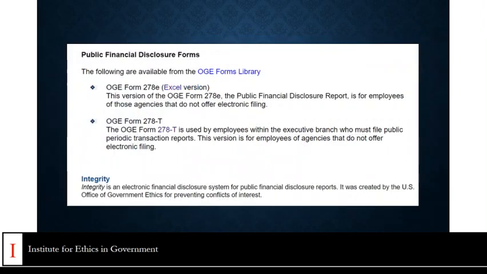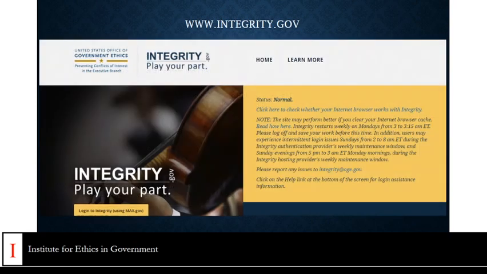The public financial disclosure forms that employees are required to file are located here in our OGE Forms library. Now these are hard copy, if you will, versions of the forms, and this is for those folks who aren't using Integrity, which is the electronic filing system that OGE created. If you are using Integrity and are electronically filing and reviewing, then integrity.gov is the place where you should go to learn more about the processes and procedures and the ways in which Integrity operates.